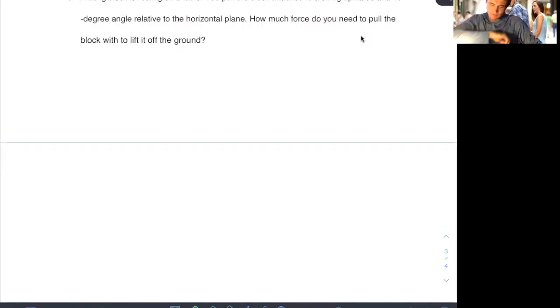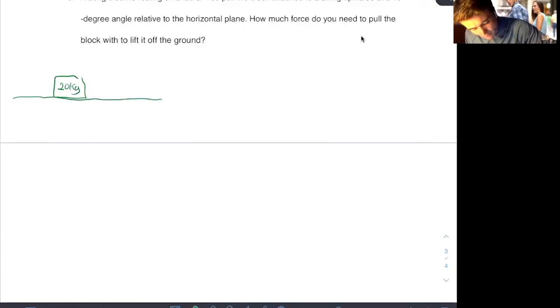Okay. So let's draw a little diagram of what's going on. Got our block, 20 kilogram, on the ground, right? Being pulled at a 40-degree angle to horizontal. So the rope is at a 40-degree angle to horizontal. We don't know how much we're pulling. That's what we want to find, right? We want to find out how much force we need to apply in this direction to lift the block off the ground.